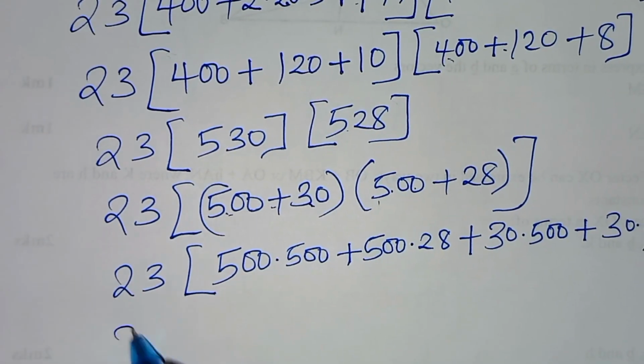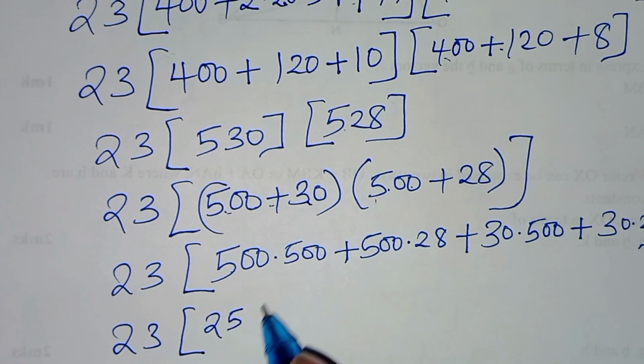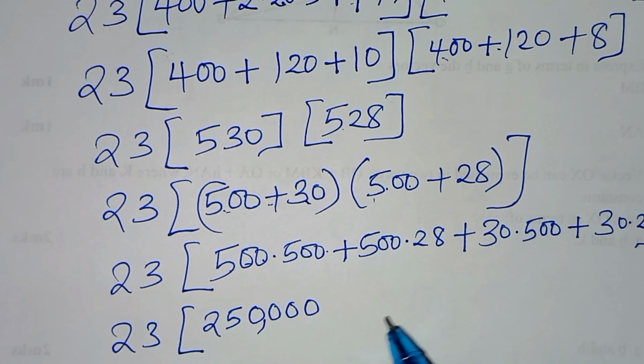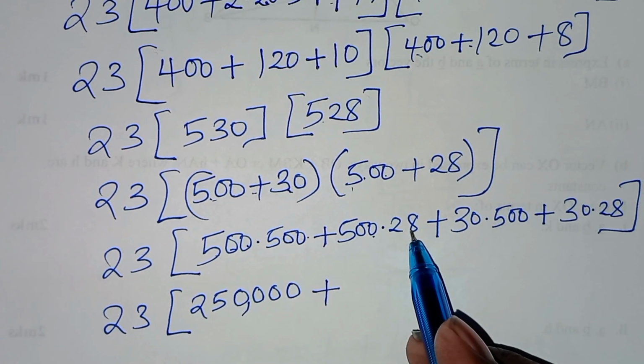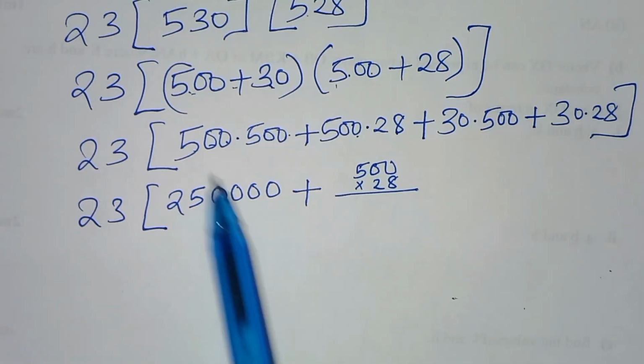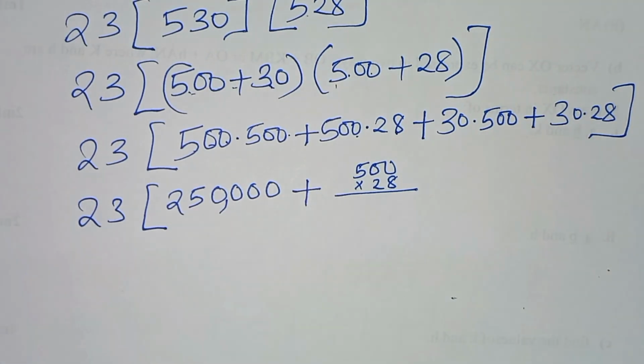So in this case, we'll have 23 times. Here we have 500 times 500. This is 25, with 1, 2, 3, 4 zeros. So this is 250,000 plus 500 times 28. Okay, so now here we have 500 times 500, which is 250,000, plus, now we have 500 times 28.